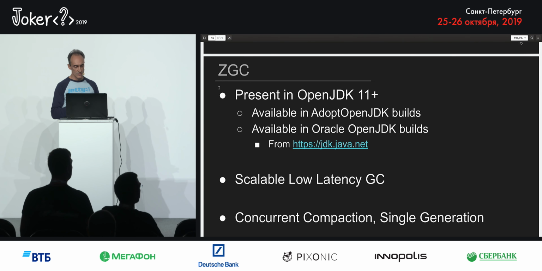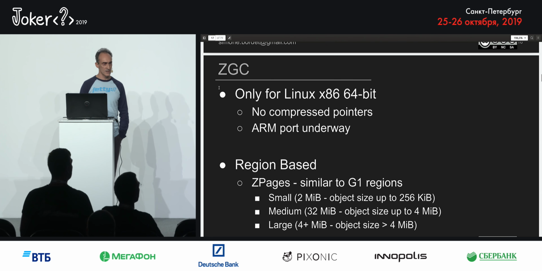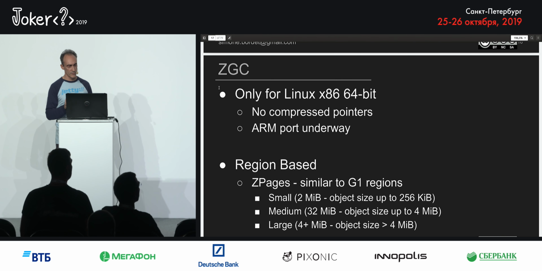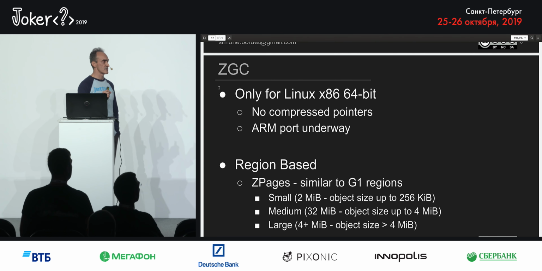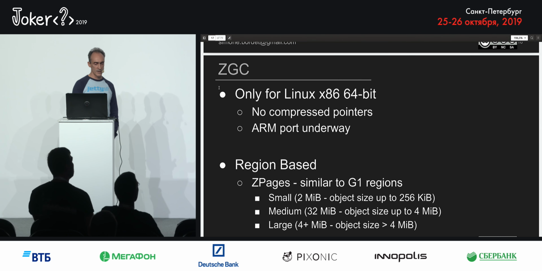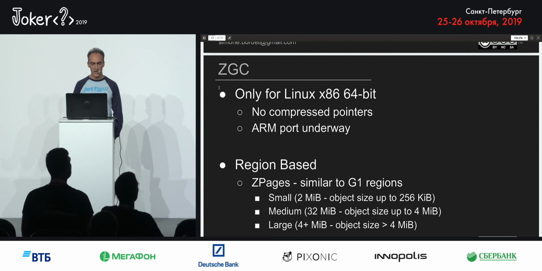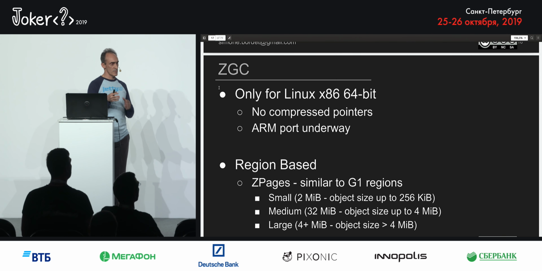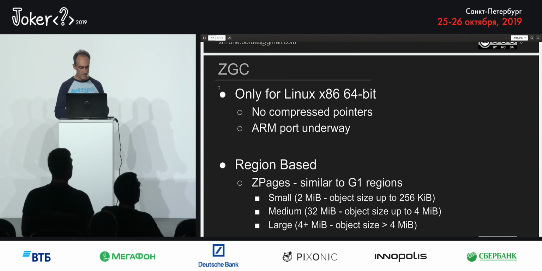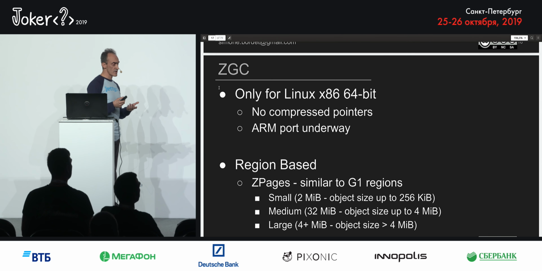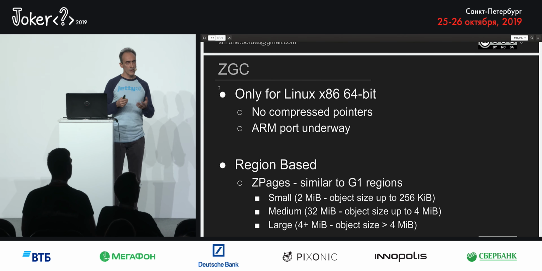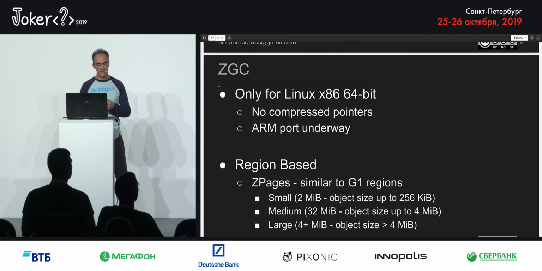The major drawback for ZGC is that it is only available for the Linux 64-bit platform. There is an ARM 64-bit port underway, but that's basically the only platform and CPU architecture combination that you can use for ZGC. Not only that, but if you're working with small heaps, you cannot use compressed pointers, and we'll see in a second why.